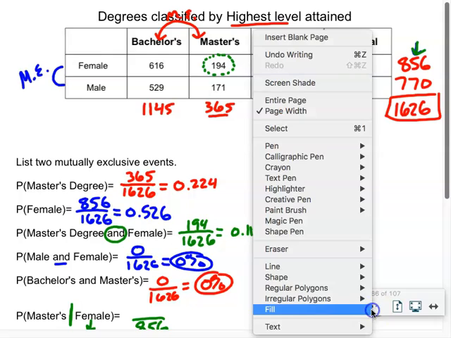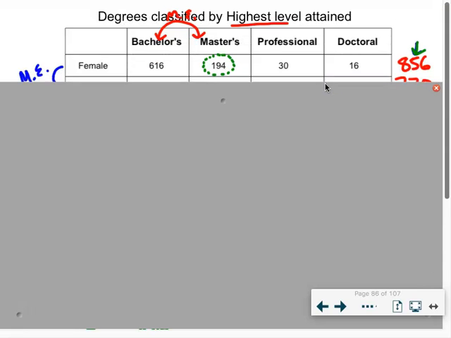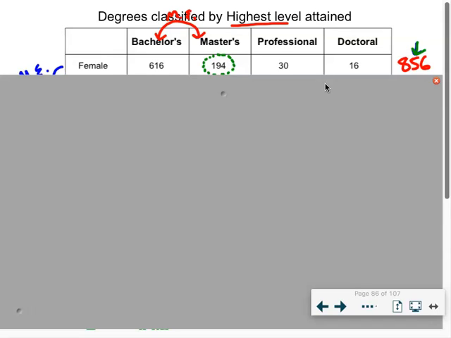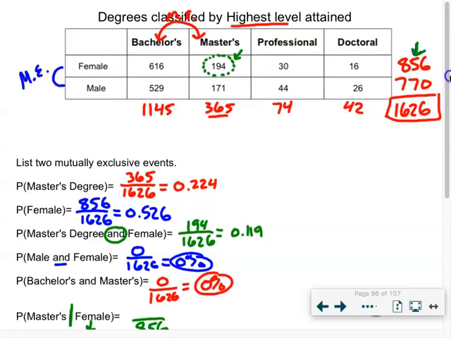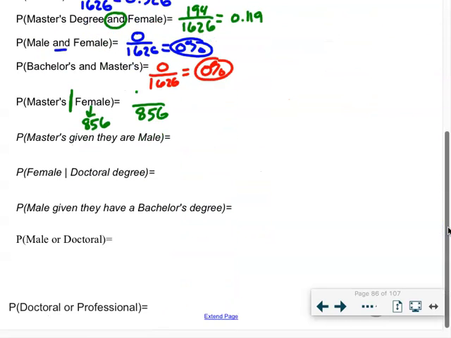so I'm only looking at the female row. You can imagine it kind of like this: the only numbers that matter are the female row. Okay? The males do not matter at all right now. So I'm looking at masters given that they are female, so it's this same 194 again, but this time it's out of 856. So there's 194 master's degrees given that we have selected a female. So that comes out to 0.227.